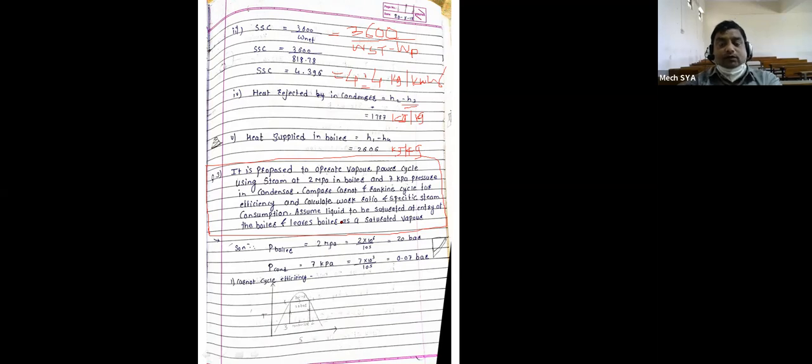It is proposed to operate a vapor power cycle using steam at 2 megapascal in the boiler and 7 kilopascal pressure in the condenser. Compare Carnot and Rankine cycle for efficiency and calculate work ratio and specific steam consumption. Assume liquid to be saturated at entry of the boiler and use steam at the boiler exit as saturated vapor. This numerical has been asked 2 or 3 times.